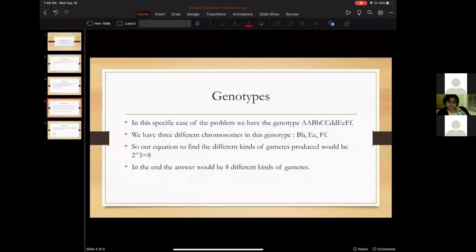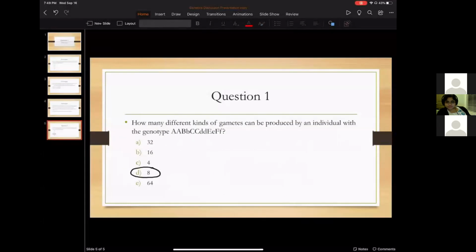In this specific case of the problem, we have the genotype listed there. We have 3 different heterozygous chromosomes in this genotype: the capital B and lowercase b, the capital E and lowercase e, and capital F and lowercase f. So our equation to find the different kinds of gametes produced would be 2 to the 3rd power, which equals 8. In the end, the answer would be 8 different kinds of gametes, and the answer is right there. Does anybody have any questions?